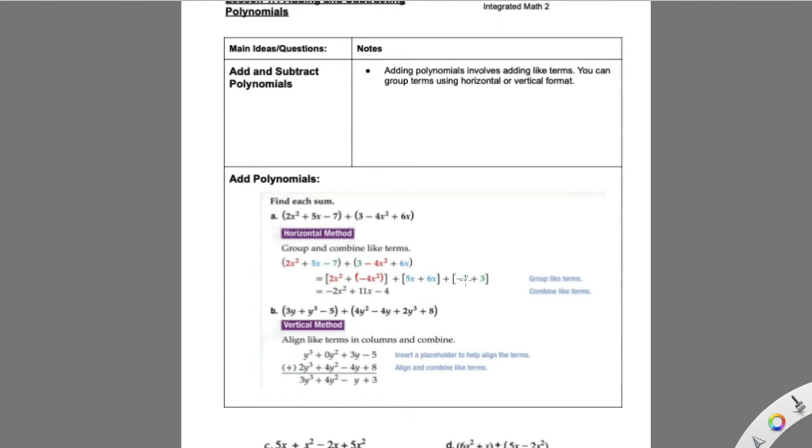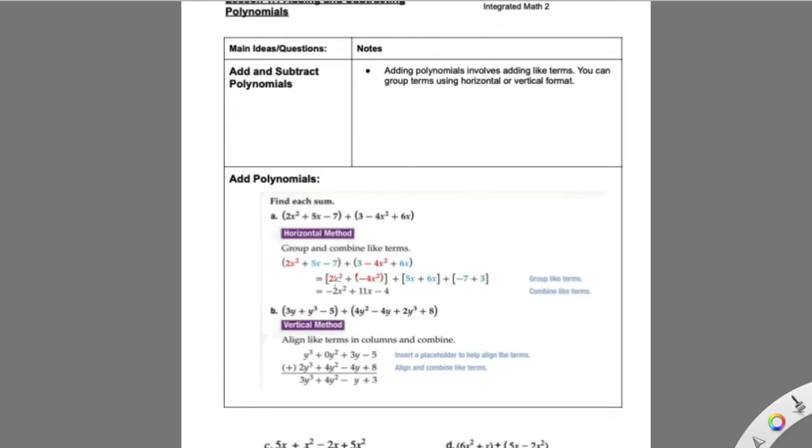I know a lot of the time students kind of do this step in their head. They don't tend to write this one out, but it's not a horrible idea to write them out to make sure that you've grouped them correctly. Definitely shows your work a little bit better there. And then the last step is to just combine. So we have 2x squared plus negative 4x squared. It means 2 minus 4, so negative 2.